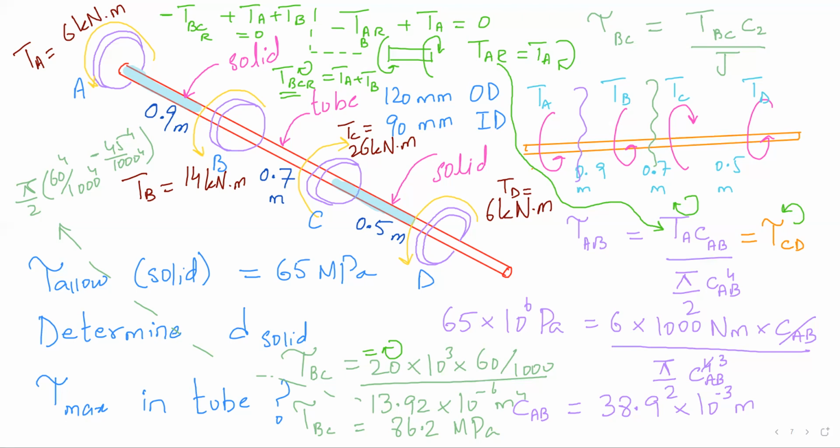So you first find the phi of AB, that will be TAB LAB over G JAB. Then you find the phi BC, we will do next time. For phi BC, you will do TBC LBC divided by G JBC. Then you will do a phi for CD and you will add them together.